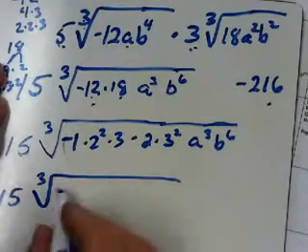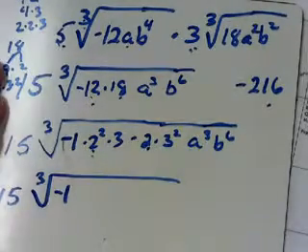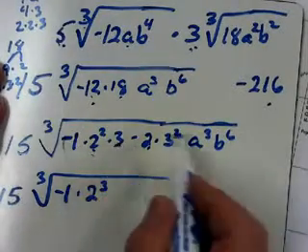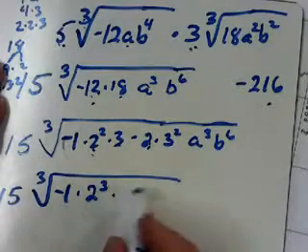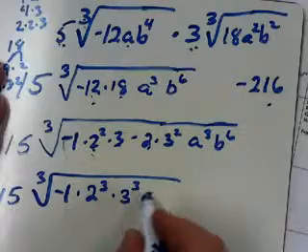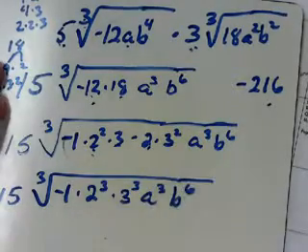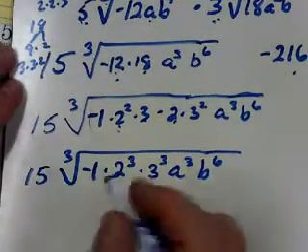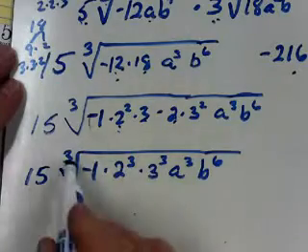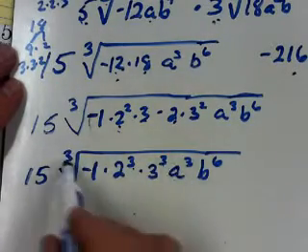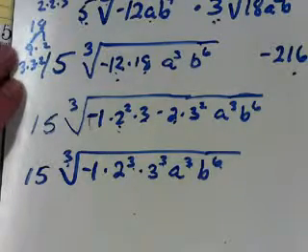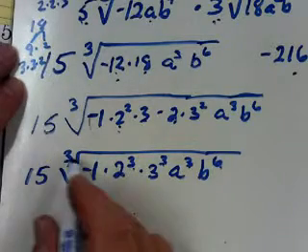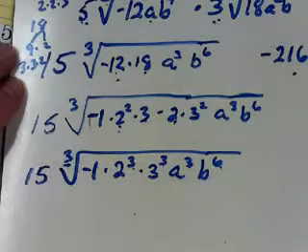Negative 1. Well, what's 2 to the second times 2? 2 to the third. What's 3 to the first times 3 to the second? 3 to the third. A to the third, b to the sixth. Wow! Look, 3 goes into 3, 3 goes into 3, 3 goes into 3, 3 goes into 6. And this negative 1, because this happens to be an odd power, will come on the outside.